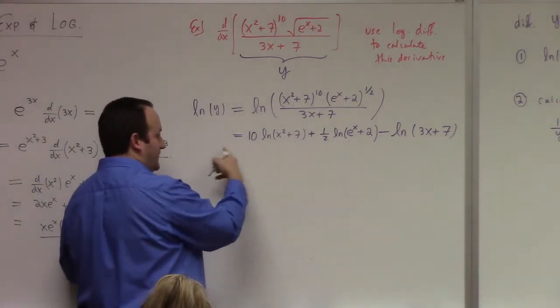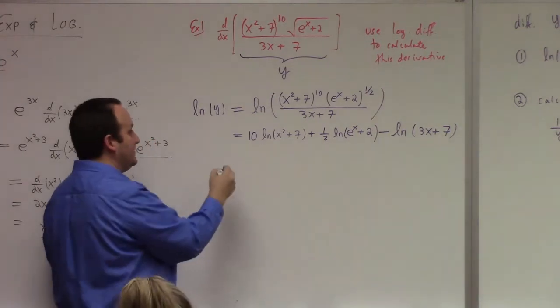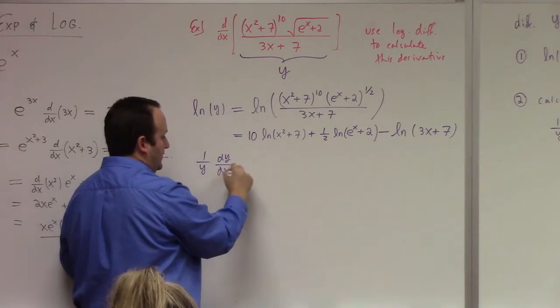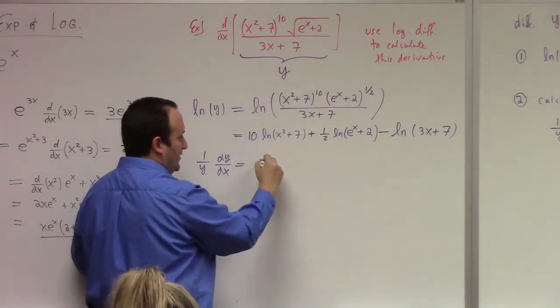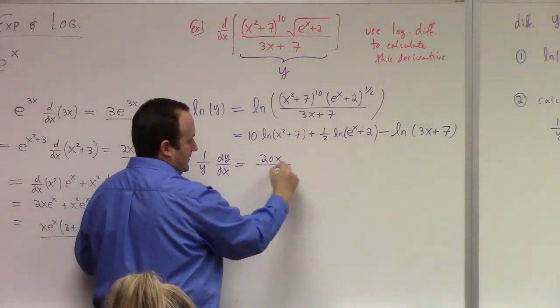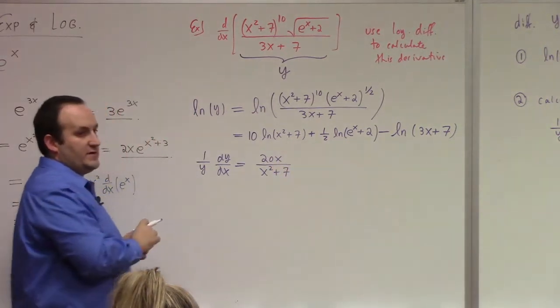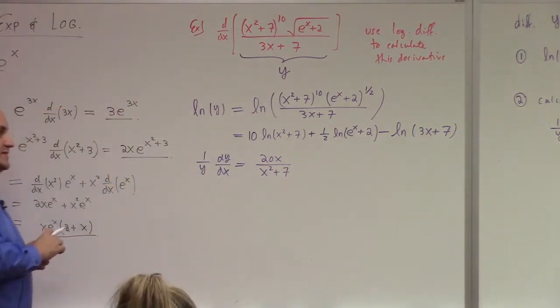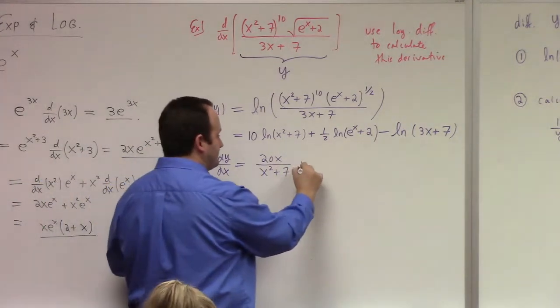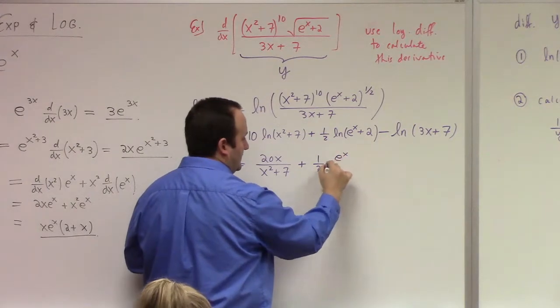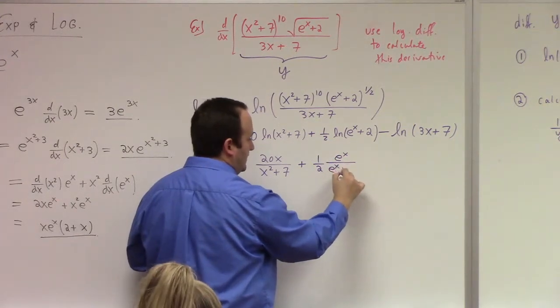Oh well. Anyway, differentiate this implicitly with respect to x. What do you get? You get yourself a 1 over y dy dx is equal to, this gives me 20x over x squared plus 7. The first term differentiates to that. What's the second term differentiate to? 1/2. Looks like I've got an e to the x over e to the x plus 2.